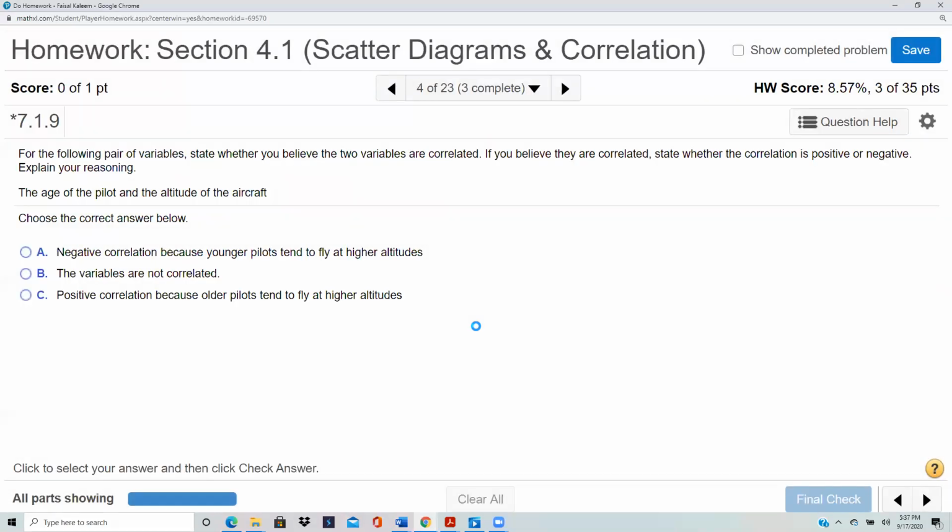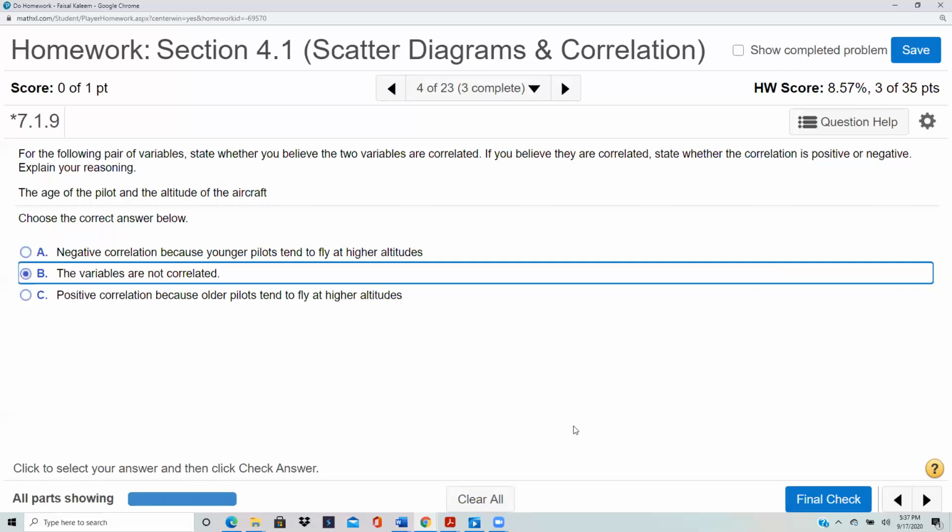For the following pair, state whether you believe the two variables are correlated. If you believe they are, state whether the correlation is positive or negative. The age of pilot and the altitude of the aircraft, that seems to have no relation to each other, so they are not correlated.